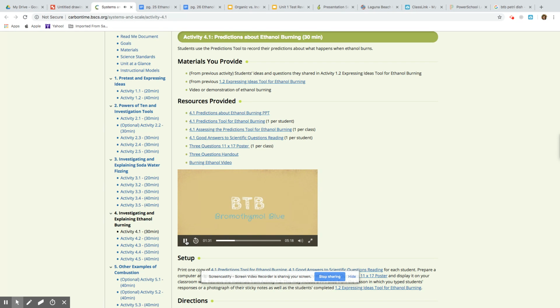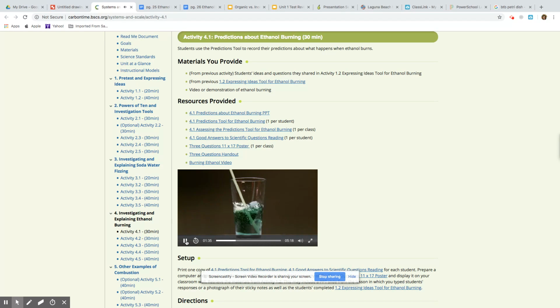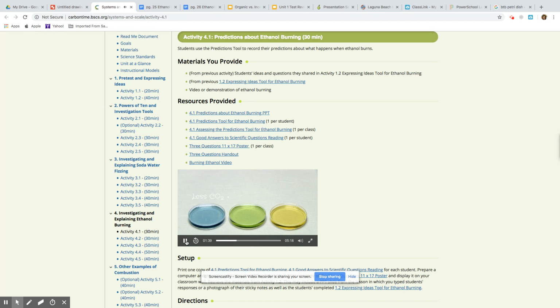Sorry. BTB is bromothymol blue. BTB changes color when carbon dioxide is added, like when you blow bubbles into it. We can use BTB to see if carbon dioxide concentrations increase in the air.